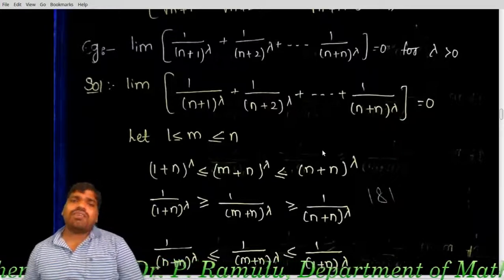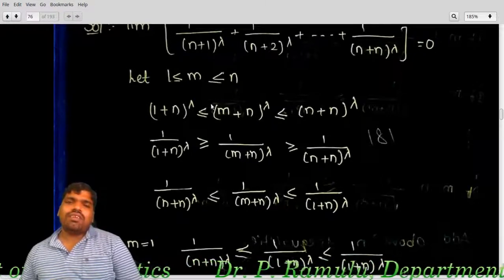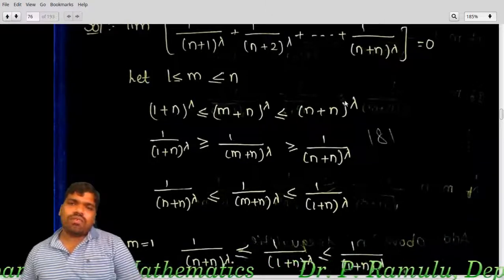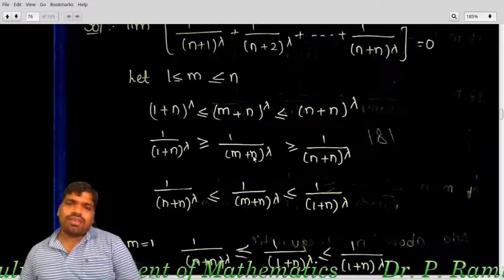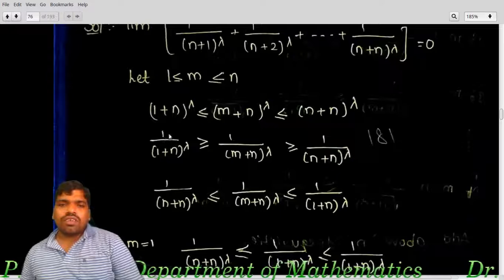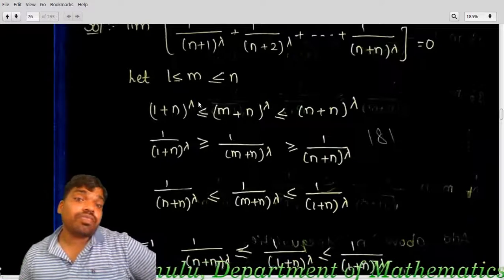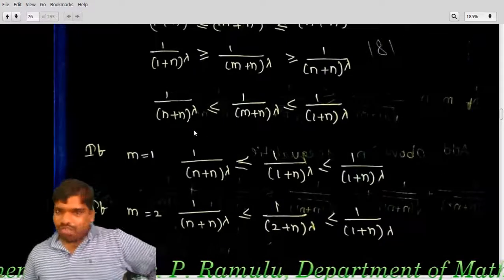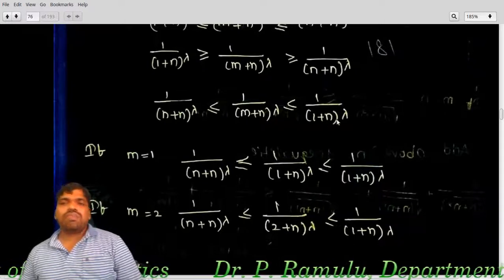Let me take 1 less than or equal to m less than or equal to n. So (1 plus n) to the power lambda is less than or equal to (m plus n) to the power lambda, less than or equal to (n plus n) to the power lambda. So the sign will change: 1 by (n plus n) to the power lambda is less than or equal to 1 by (m plus n) to the power lambda, less than or equal to 1 by (1 plus n) to the power lambda.